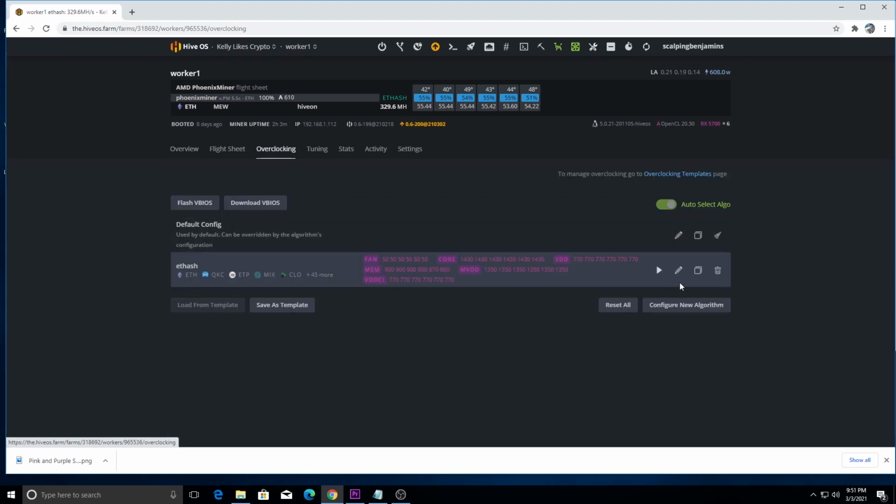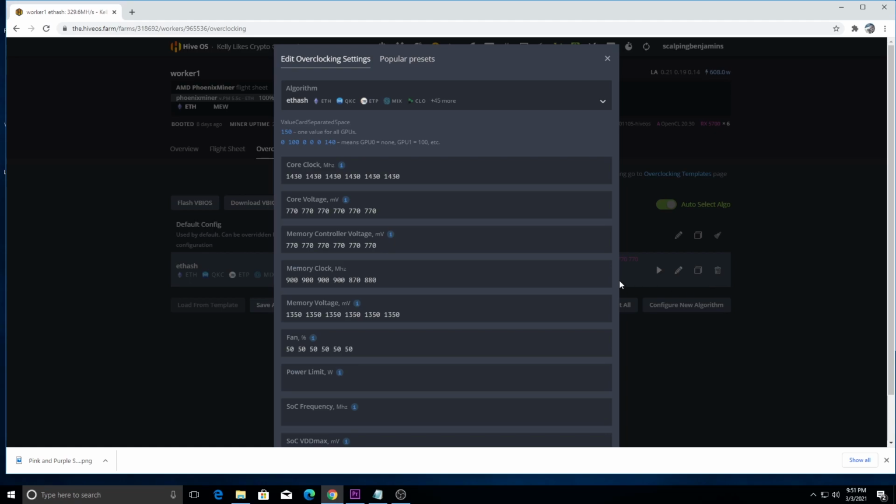So for overclocking, you just go ahead and click the edit button, and you see here there's 6 cards, and so there are 6 different configs. A few of them don't seem to like the memory clock at 900, so I've had to downclock them to 870 and 880. But the rest, you see, I have the core voltage at 770, the memory controller voltage at 770, the core clocks at 1430, the memory voltage at 1350, and the memory clocks generally at 900.